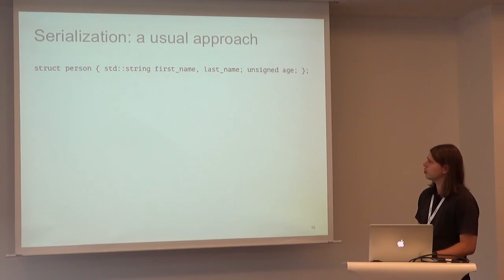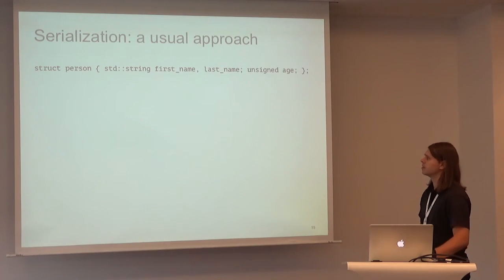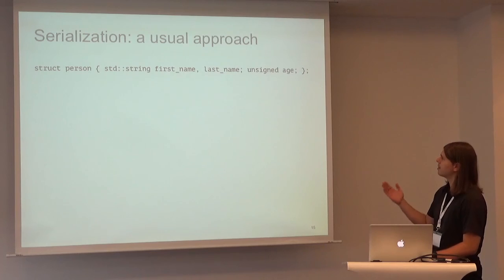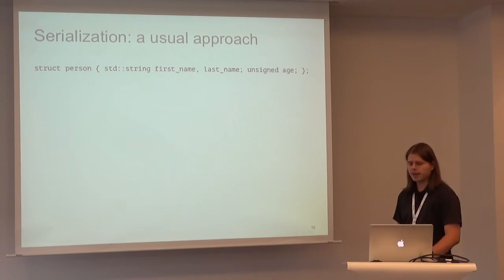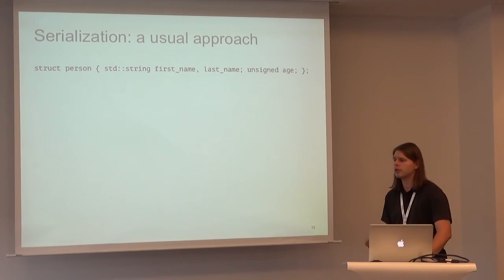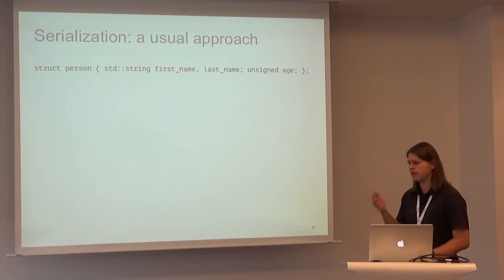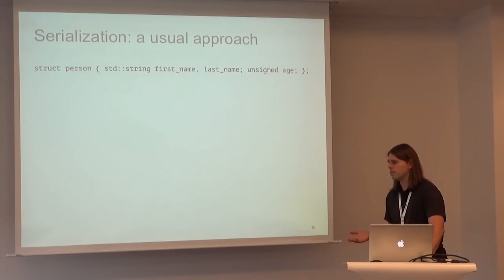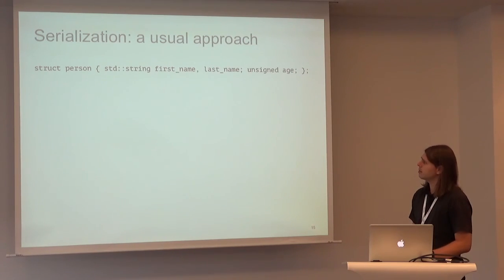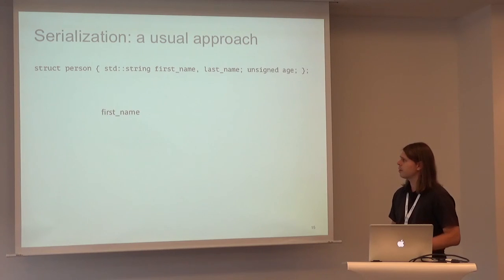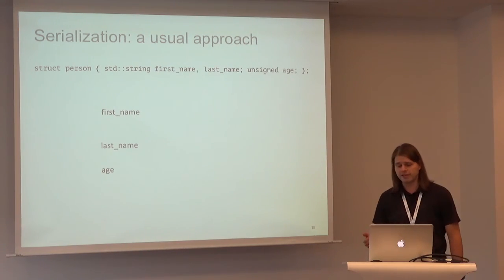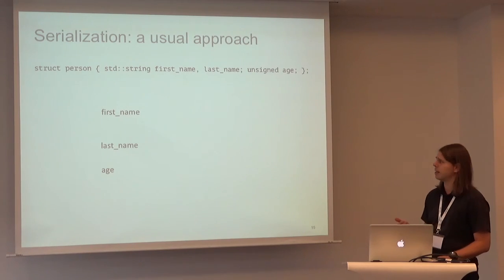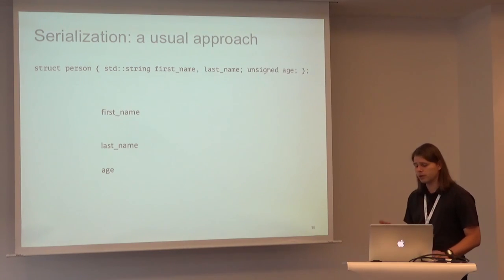So what does the usual serialization look like? Let's consider this very simple structure. Struct person, having a first name, a last name, and an age. The first two are strings, the last is an integer, and every single serialization algorithm, be it Boost Archive, be it Google Protocol Buffers, or perhaps something else, will handle this in a very similar way. First, it serializes the first name, then the last name, and last, the age. And first name and last name, as strings, can be arbitrarily long in size.